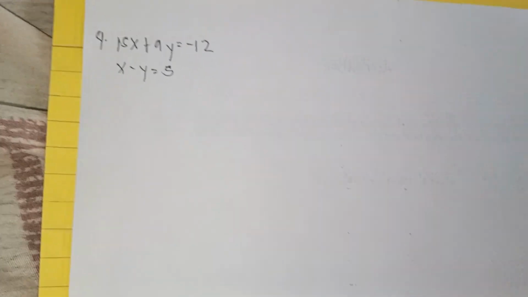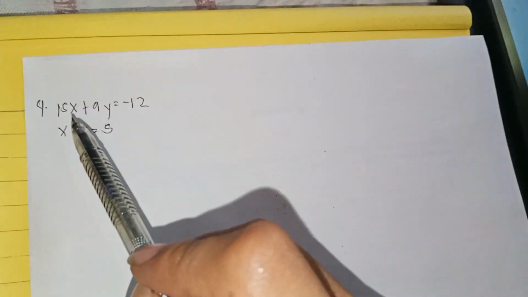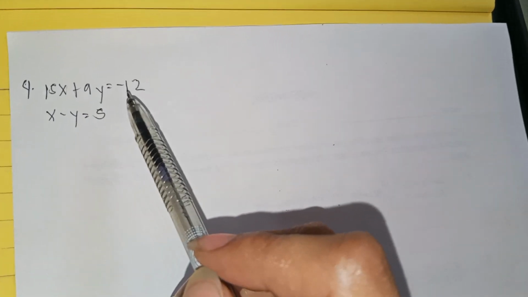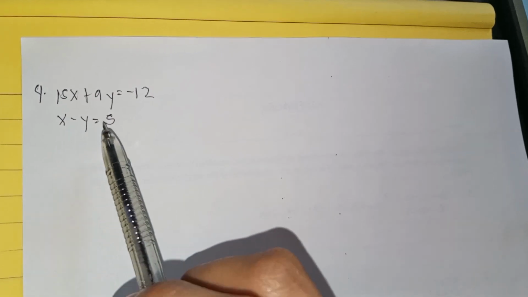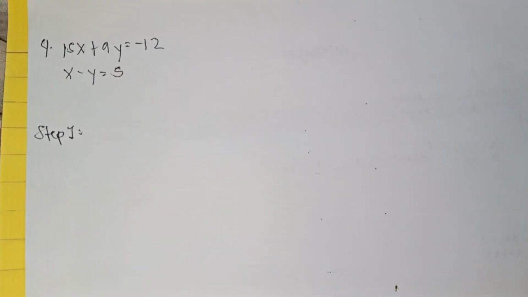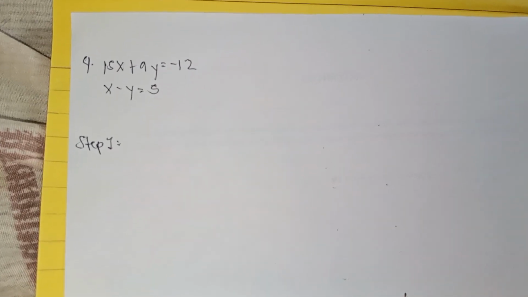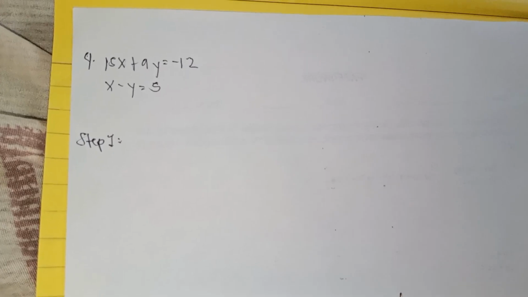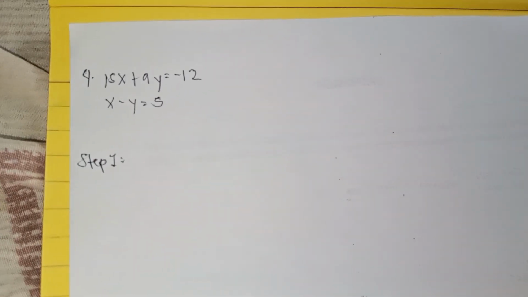This is for item or problem number 4. So we have here the given equations. 15x plus 9y equals negative 12. And the second equation is x minus y equals 5. So first, for step 1, pick the simpler equation. So it is x minus y equals 5. And solve for x, so we can substitute it into the first equation.